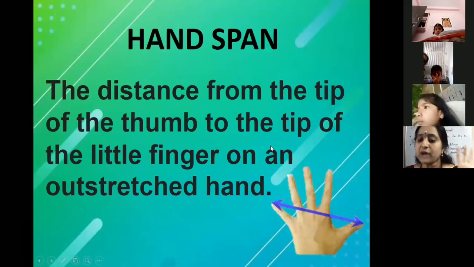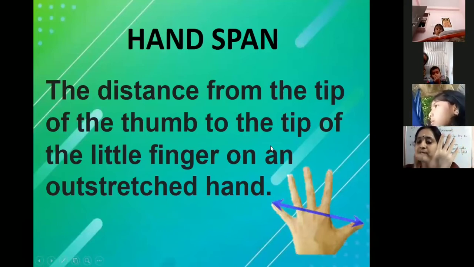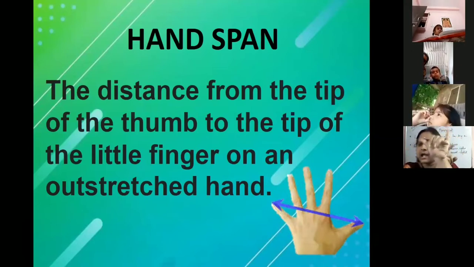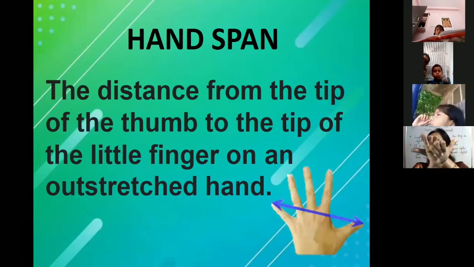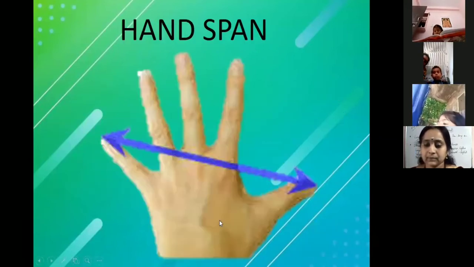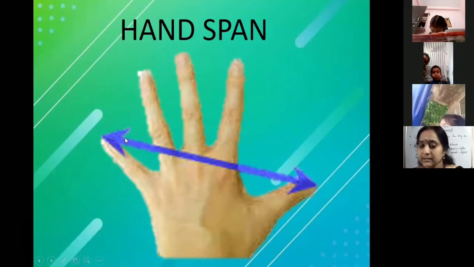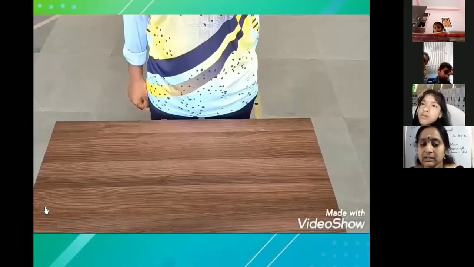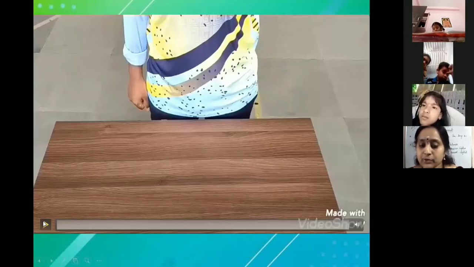So children, what is a hand span? The distance from the tip of the thumb to the tip of the little finger on an outstretched hand is called hand span. Okay, so observe the picture here. Tip of the thumb to the tip of the little finger. This is called hand span. Let us understand this through a video. See here, this boy is measuring the table using hand span.